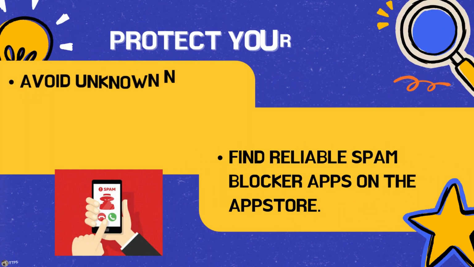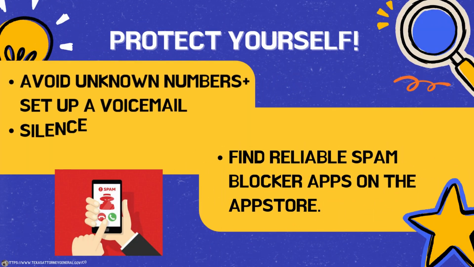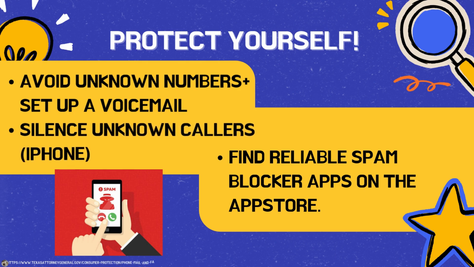Now, there are some key ways to protect yourself. One being that you should avoid unknown numbers and set up a voicemail so that you can see what they are going to say before they have any time to trick you. Another being that you can silence unknown callers, which is something you can do on iPhone through the Settings app. And then the third one is to find reliable spam blocker apps on the App Store. Many of these can filter out your phone calls and ensure that any dangerous numbers that are known won't be able to contact you.